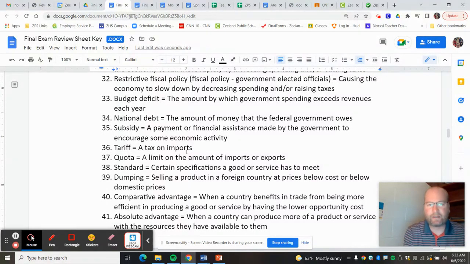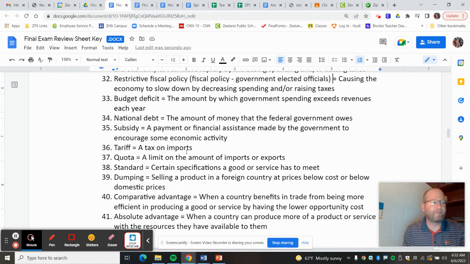Okay, a budget deficit. That's the amount by which the government's spending exceeds revenues. So money bringing in each year. So we have a budget deficit if we bring in $4 trillion in taxes and we spend $5 trillion. Well, we went over by $1 trillion. We're now at a deficit of $1 trillion.